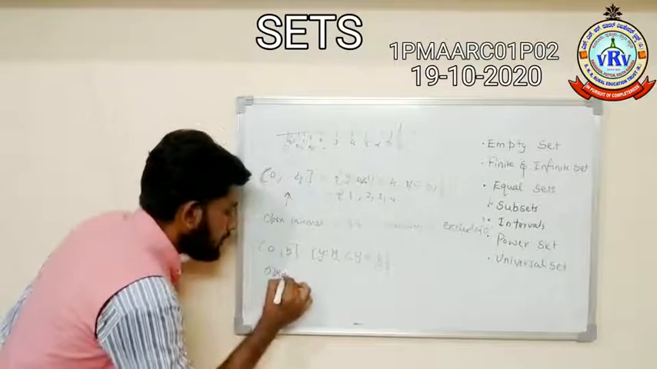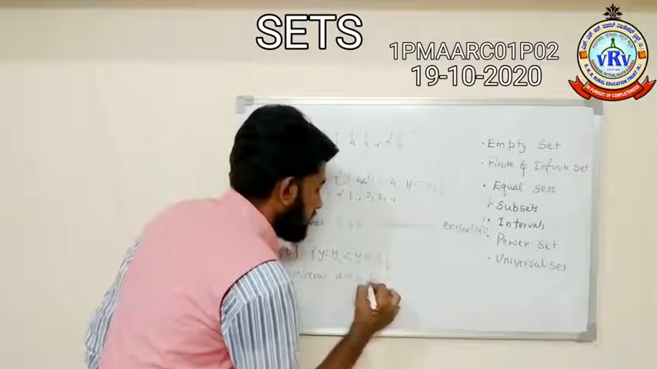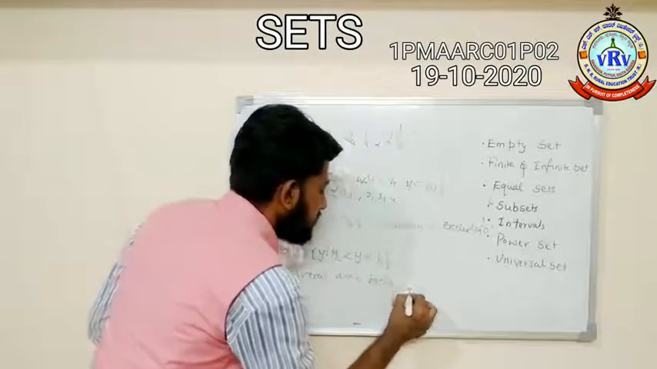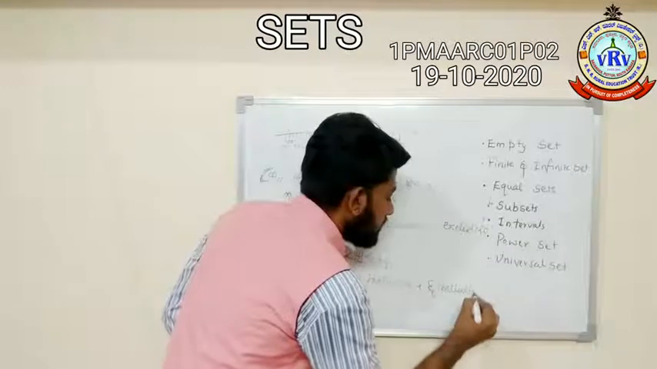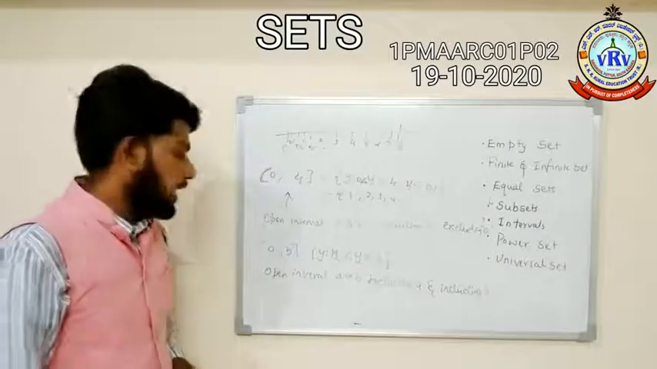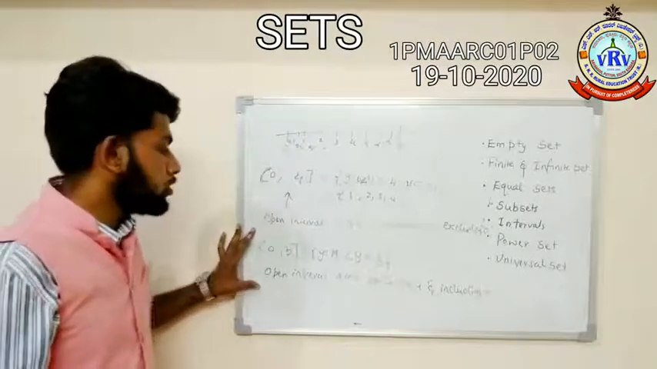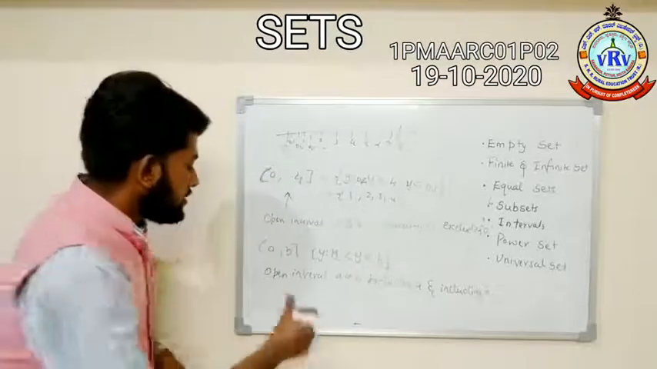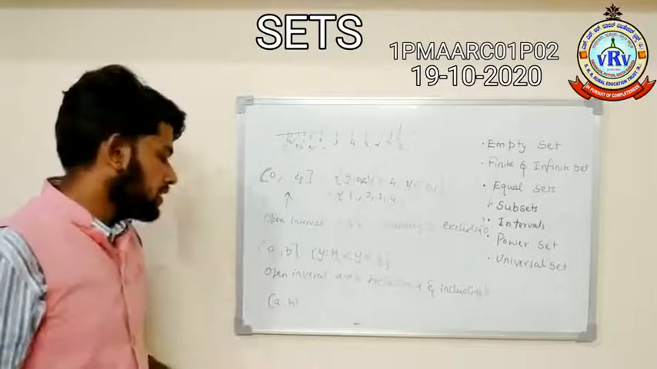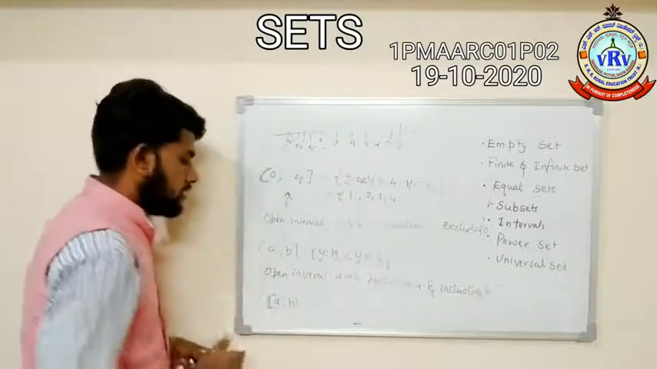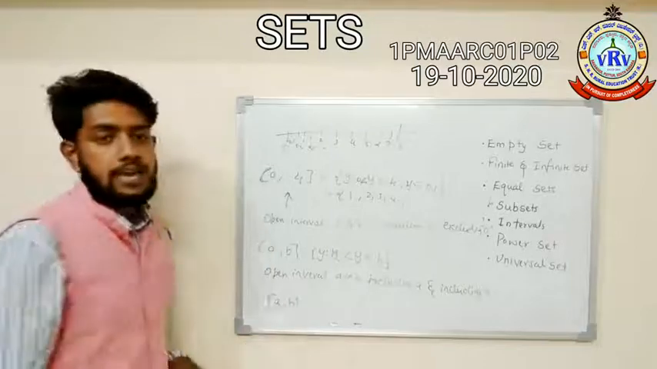This is open interval a to b, excluding a and including b. Here we are excluding the element a and including the element b. Same way, if we consider the first element which is inside the set and the second element which is not inside the set, this is open interval a to b, including a and excluding b.